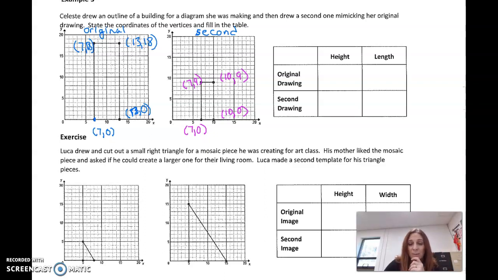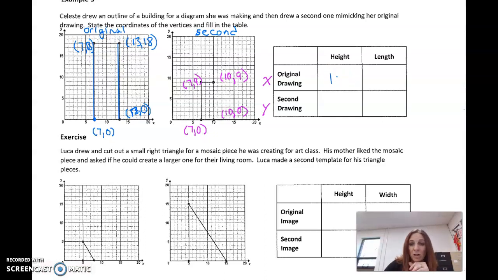So now we're going to fill in the table. We have our original drawing and our second drawing. Kind of like we've been doing with the x's and y's, except this time they're going to be in rows. The first row is x, the second row is y, dependent. The second drawing is dependent on the original drawing. So if we look at the height of the original drawing, that's up and down. Notice for these two sides here are the height. So how tall is this figure? Well, we're going up from 0 to 18 on both of them. So we're going to say its height is 18.